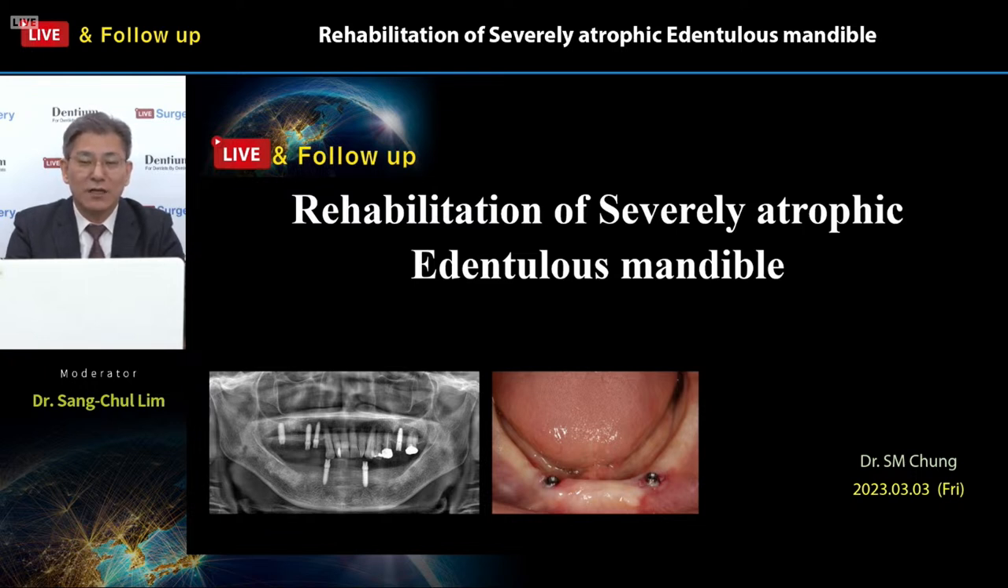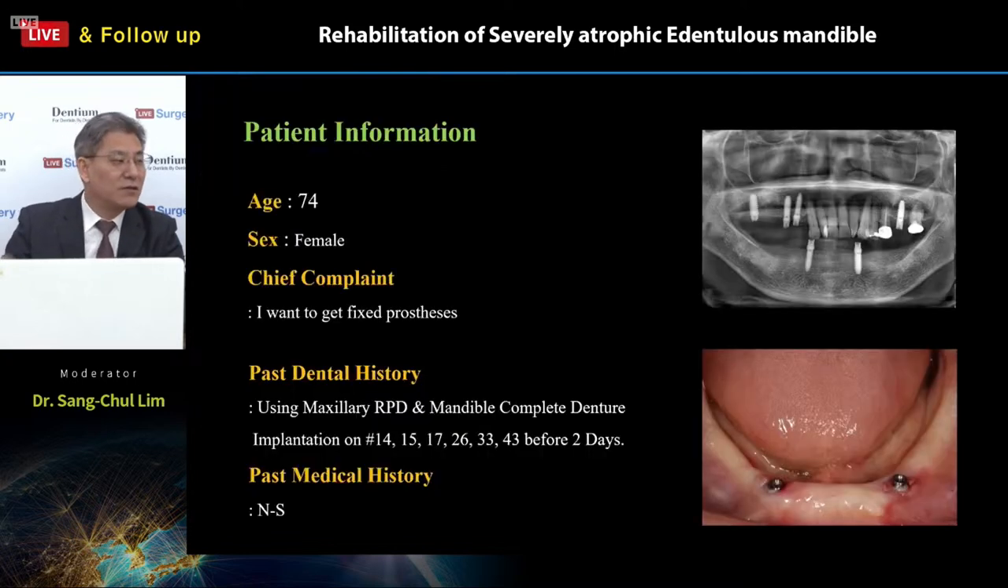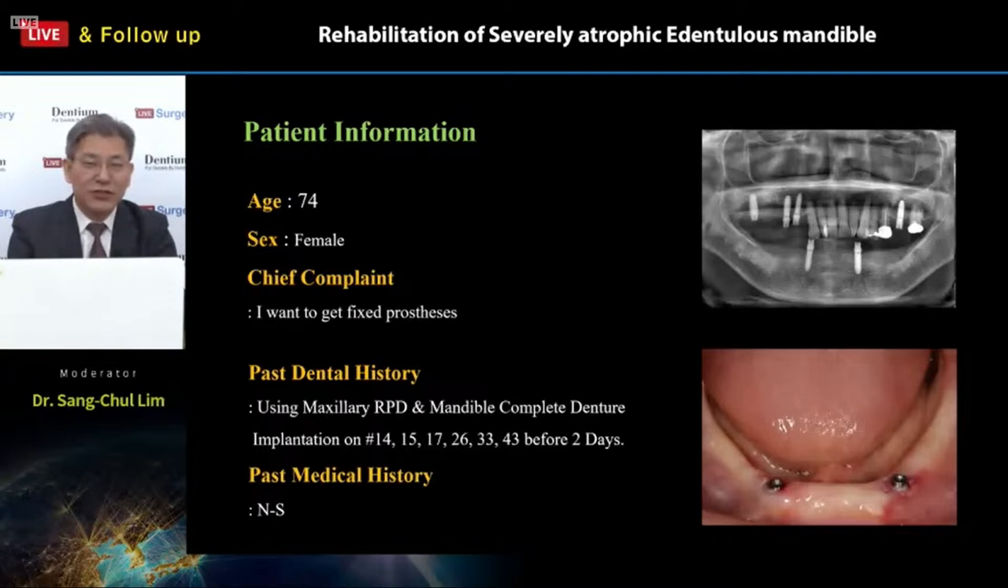Let's take a look at today's case. Today's case, as I mentioned before, is rehabilitation of severely atrophic edentulous mandible. Today's patient is a 74 years old female patient. She wants to get the fixed prosthesis instead of removable and full denture. About the past dental history, using maxillary RPD and mandible complete dentures, so she wants to have a transition to a fixed dentition.